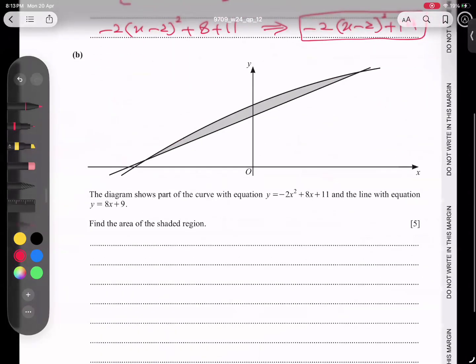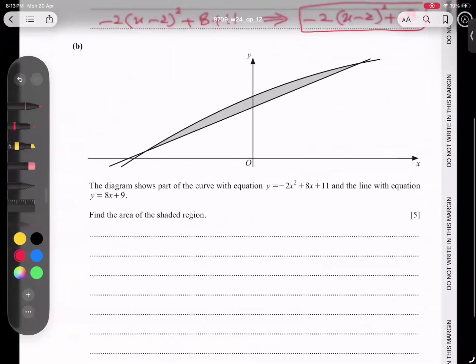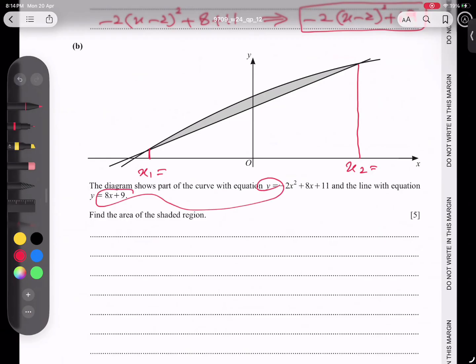He's saying the shaded area. Interesting part: we need to find the point of intersection of both, otherwise we can't solve the question. This is called x1, this is called x2. But how to do it? First of all, we have to plug in this y value here.